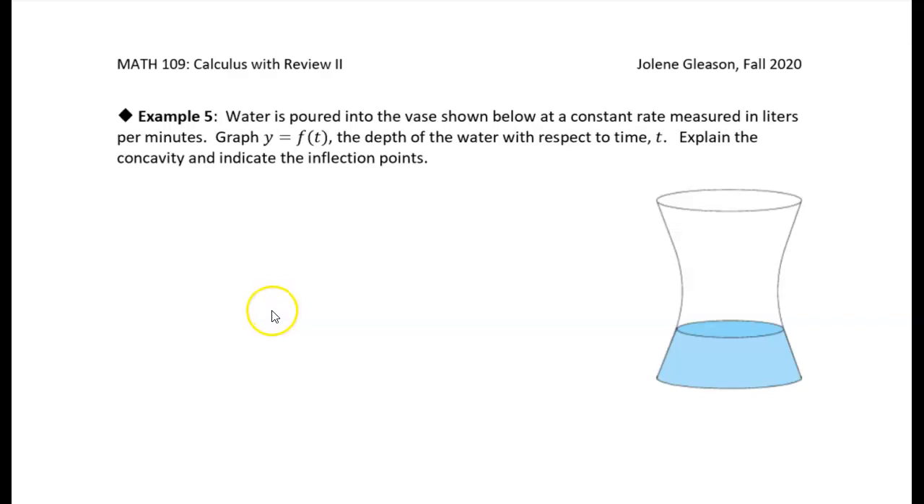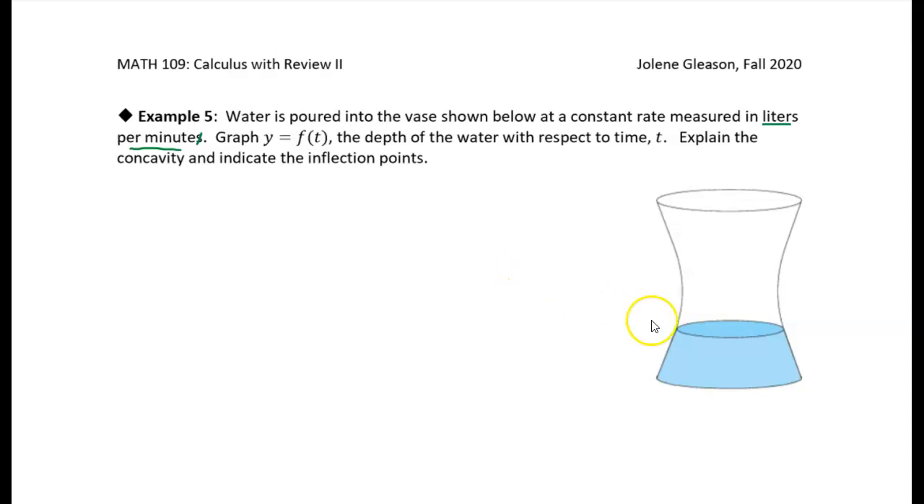All right, so this is another example just to give you a better conceptual understanding of the inflection point. Here we have a vase, this interestingly shaped vase, and water is being poured into it at a constant rate, in liters per minute. That means the volume is changing at a constant rate.